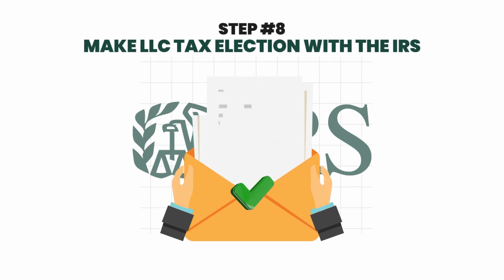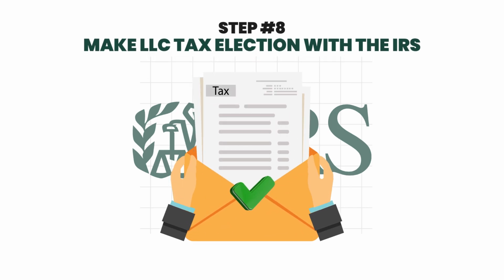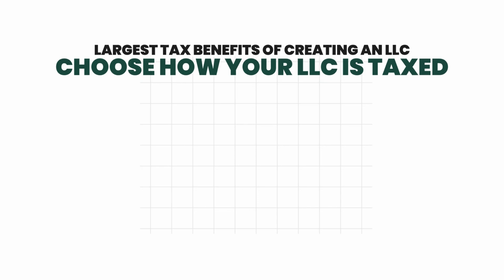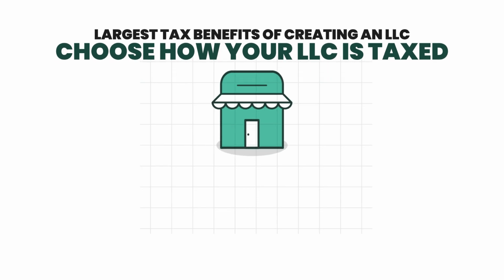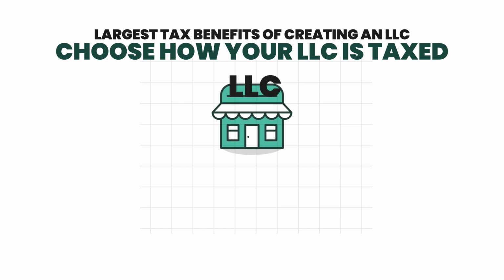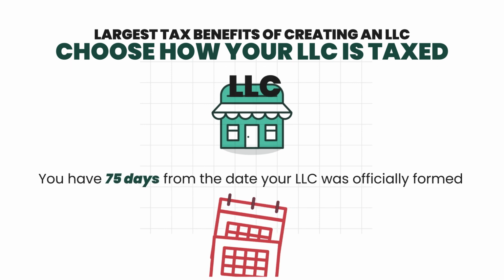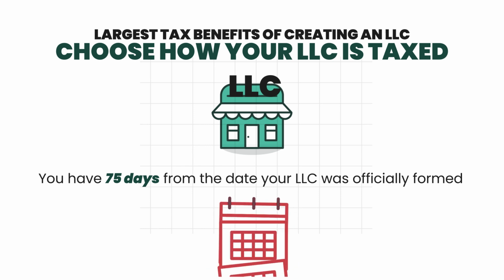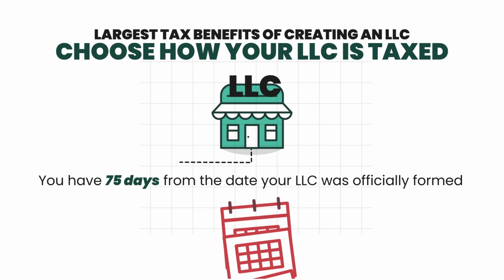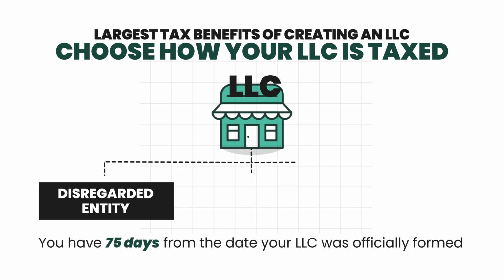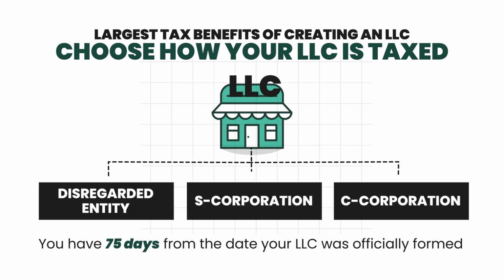Step number 8, make your LLC tax election with the IRS. Okay, so like I mentioned to you at the beginning of this video, one of the largest tax benefits of having an LLC is the ability to choose how you want it to be taxed. And you have 75 days from the date your LLC was officially formed to elect how you want it to be taxed. And it can be taxed as a disregarded entity, an S corporation, or a C corporation.